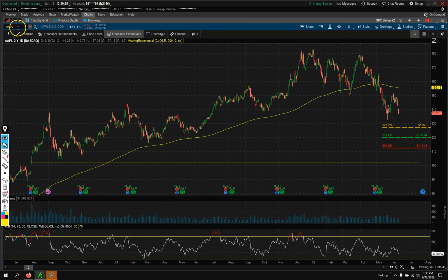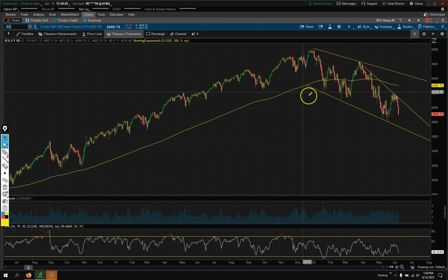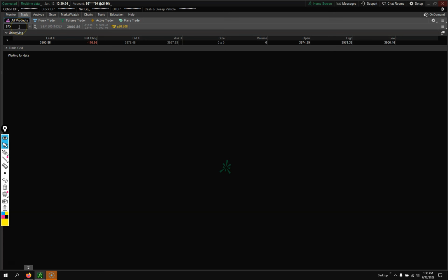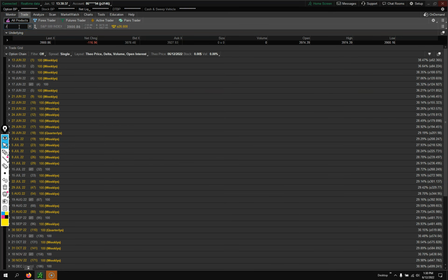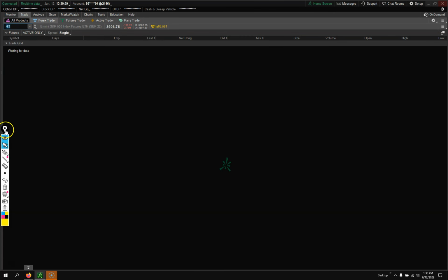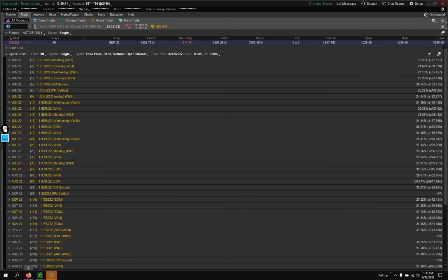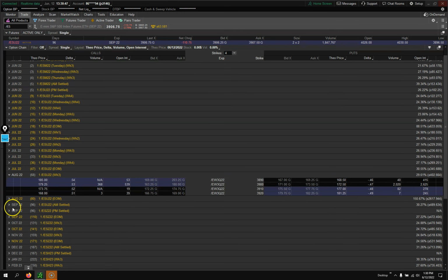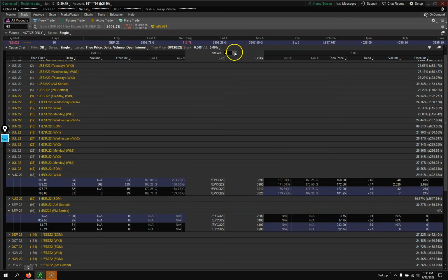So those are some of the trades that I'm looking at. And then also going back to the ES, I'm going to be looking to start selling puts all the way out. Let's clean this up. I'm going to be looking to sell puts in probably August and also September.